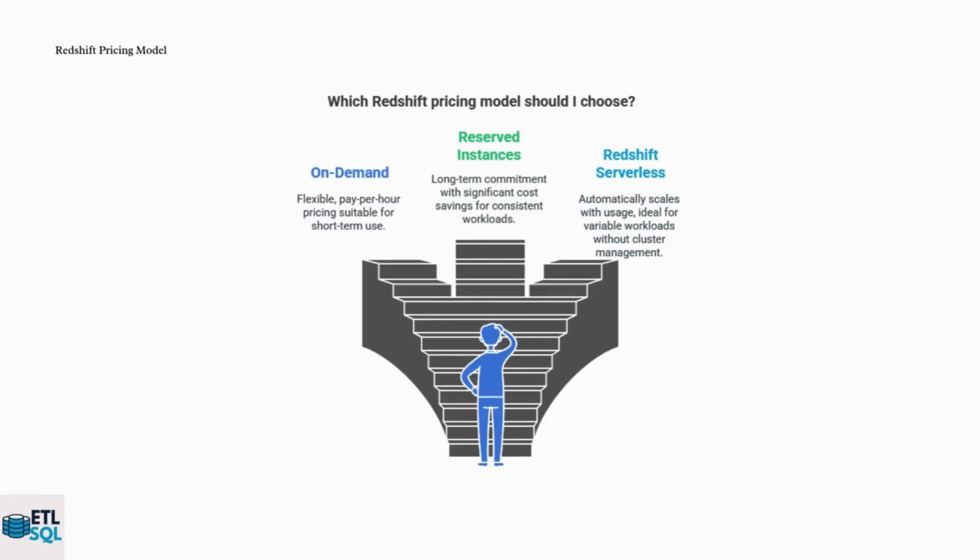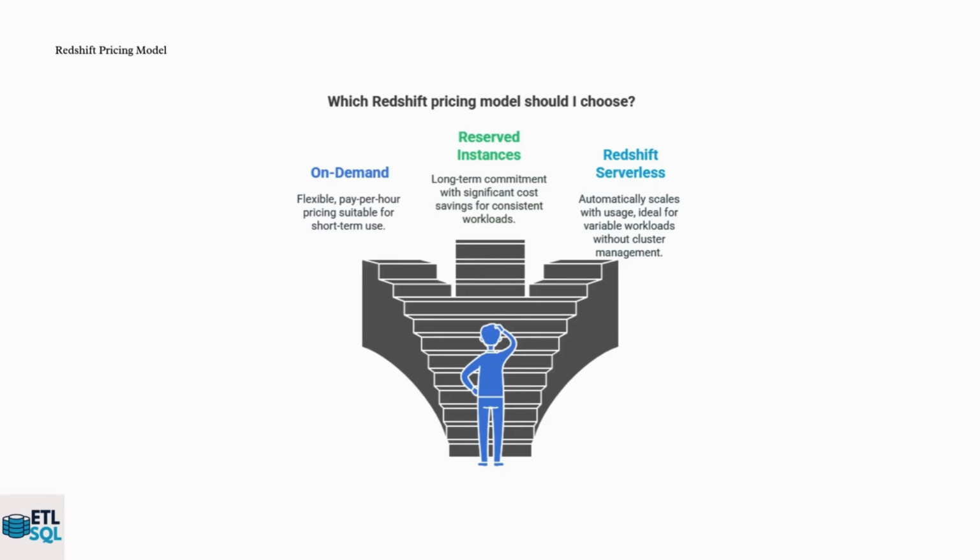So whenever you need a Redshift cluster, you use an on-demand node and you create a cluster for using it. It is slightly expensive compared to reserved instances. So in reserved instances, you make a long-term commitment with significant cost savings, up to 70% for consistent workloads. So if you are sure that you're going to use Redshift for the next few years, you can reserve your instances for 1 year or 3 years, and you will get a heavy discount on reserved instances compared to on-demand pricing. The third option, which is recently introduced, is Redshift Serverless.